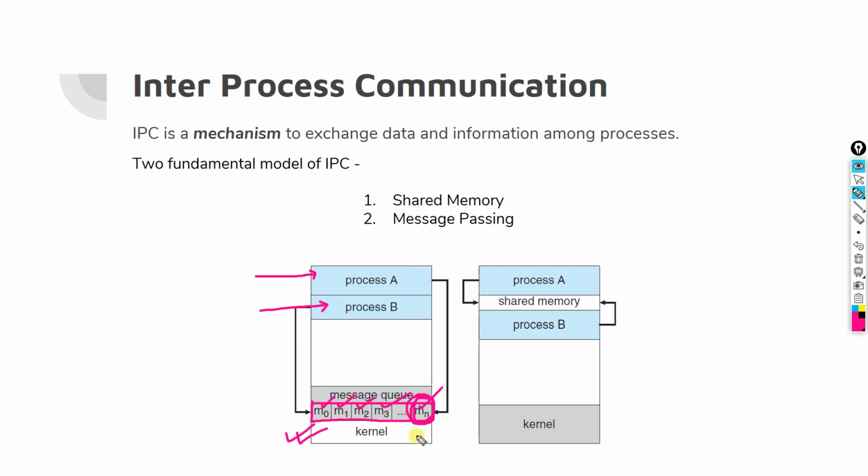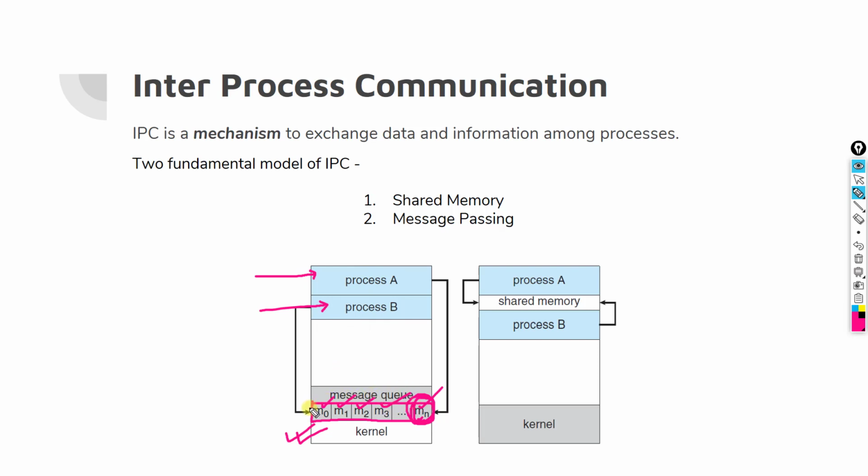A will mention that this message is for process B. And when process B enters this queue and searches if there's any message for it, it will find that this message was sent to it, was meant for it. So process B will get these messages. So in this way, message passing actually works.